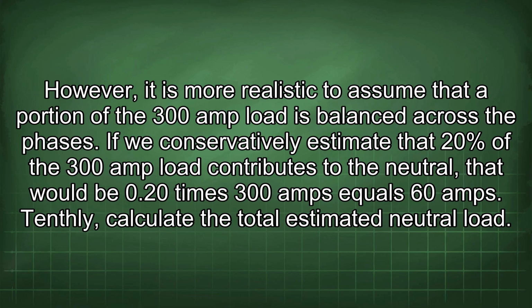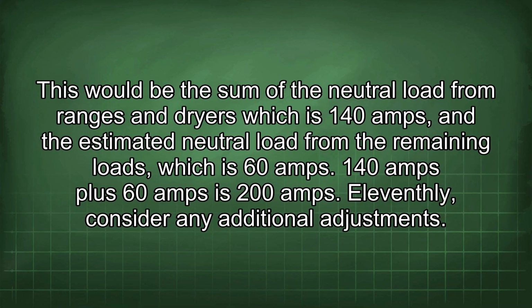Tenthly, calculate the total estimated neutral load. This would be the sum of the neutral load from ranges and dryers, which is 140 amps, and the estimated neutral load from the remaining loads, which is 60 amps. 140 amps plus 60 amps is 200 amps.